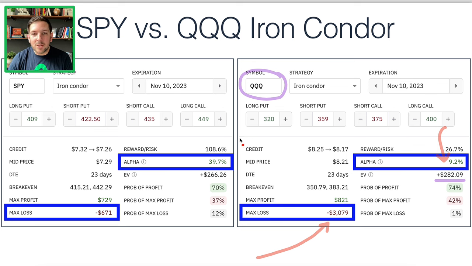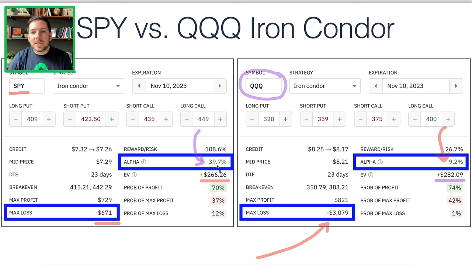But if you compare it directly to a very similar trade in SPY at the time for the same days to expiration, the same Iron Condor general setup, you see that the SPY trade at this time had an expected value of $266, but the max loss on this position was $671. This meant that you're actually collecting more expected value per unit of risk. And this is where you see that the alpha metric in this case is significantly higher. So the alpha here is 39.7, which means that all other things being equal, this is a significantly better trade from a risk reward perspective than the other trade in QQQ.